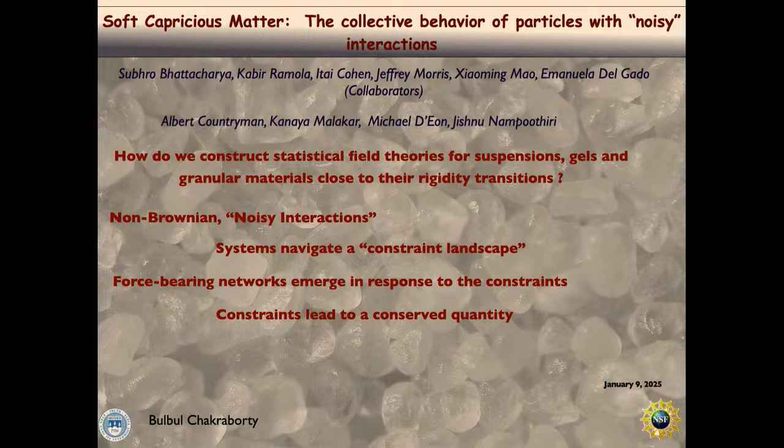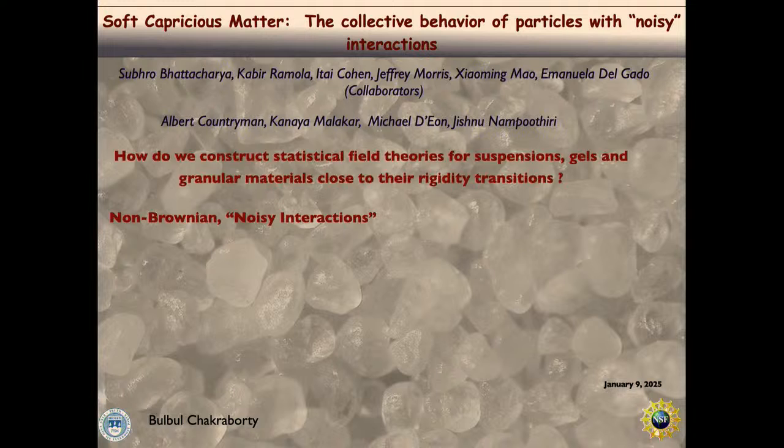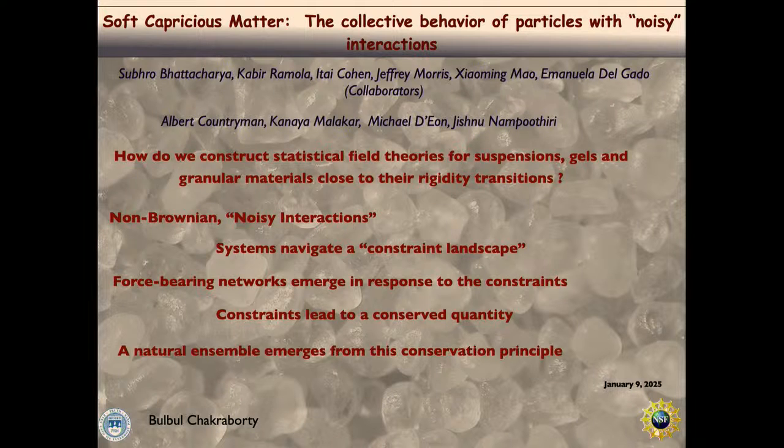then in these systems at least, there's a natural ensemble that emerges, which is a kind of microcanonical ensemble satisfying this constraint. And this, for people in the granular glassy community, is the Edwards ensemble. Here you'll see it emerging from a much more basic concept than we have usually discussed in the community. So a natural ensemble emerges from this conservation principle.